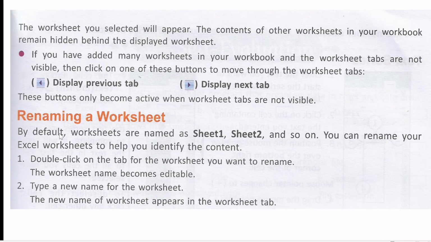Renaming a worksheet. By default, the worksheet names are sheet 1, sheet 2 and so on. You can rename your Excel worksheets to help you identify the content. Let's say in sheet 1 I am adding marks, in worksheet 2 I am adding my expenses, in worksheet 3 I am adding birthdays of my friends and so on. Right? So double click on the tab for the worksheet you want to rename. The worksheet name becomes editable. Type a new name for the worksheet. The new name for the worksheet appears in the worksheet tab.